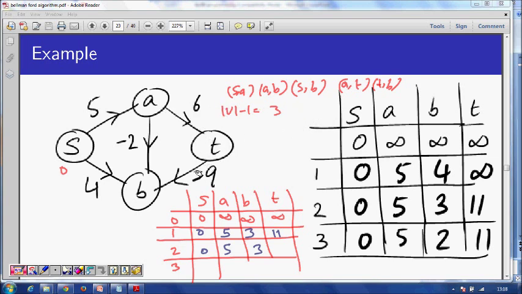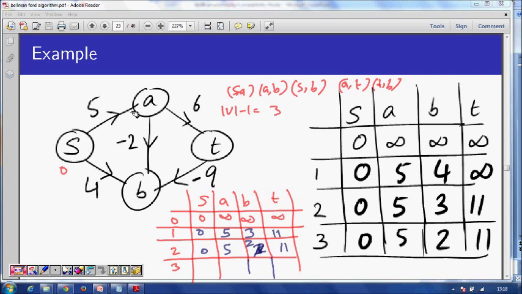S to B is done. A to T, again 5 plus 6, 11. T to B now will work, so it is 11 minus 9, which becomes a 2, so it will get updated, and it will become a 2 here. And this was 11.